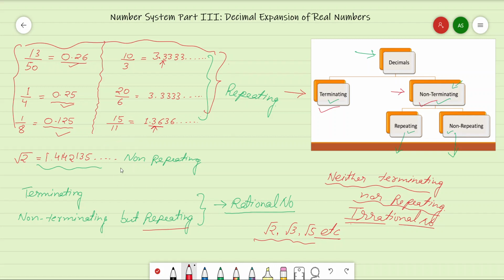So I hope you all have understood the difference between rational and irrational numbers in terms of their decimal expansions.